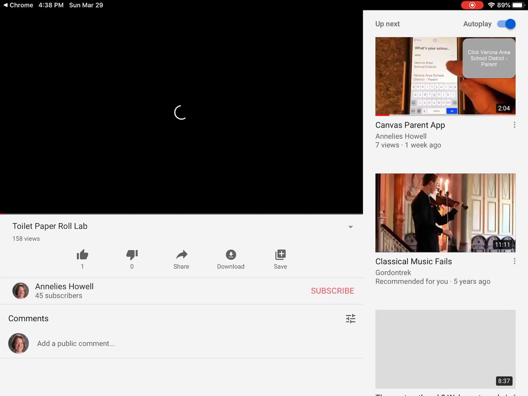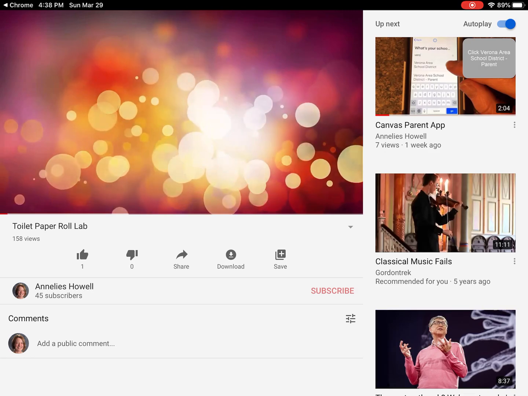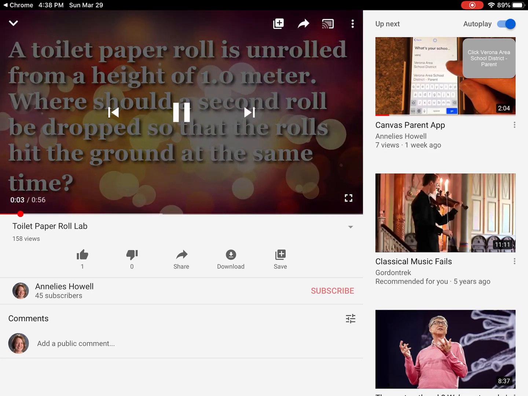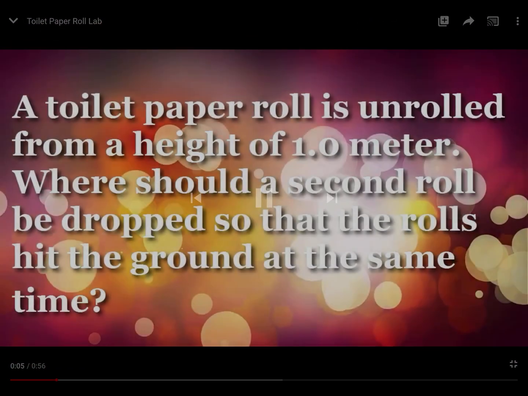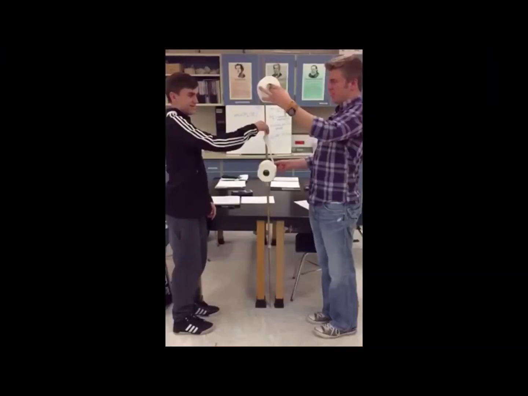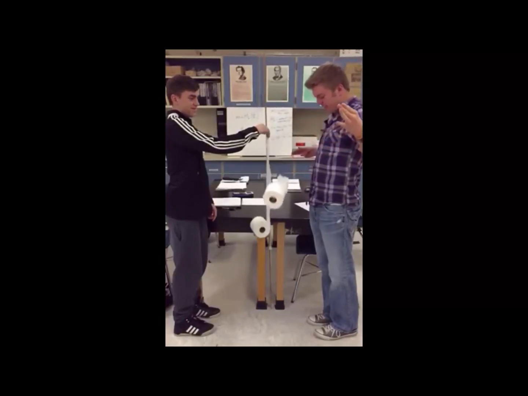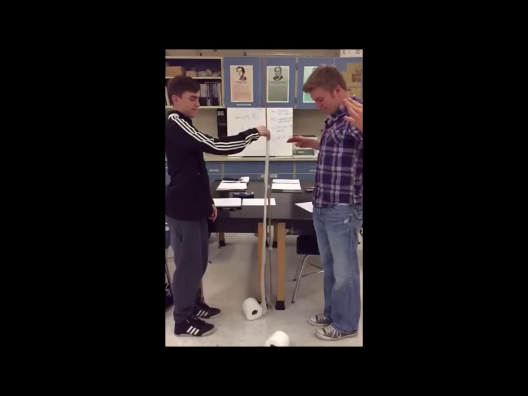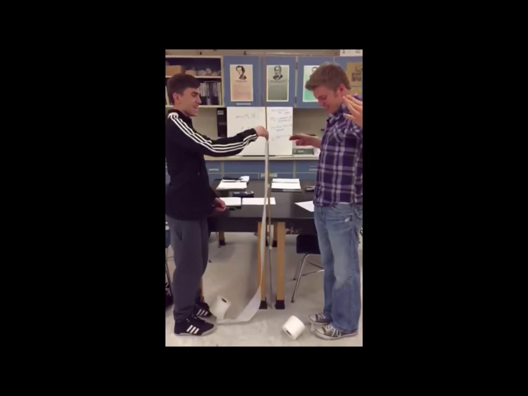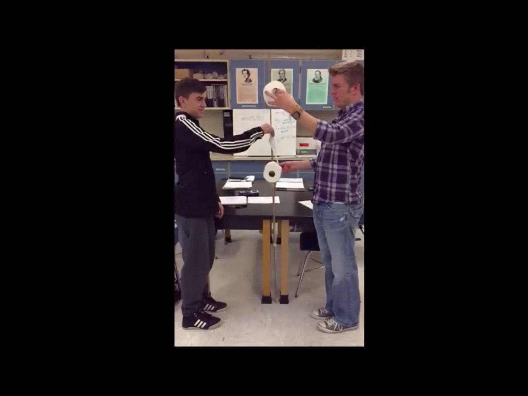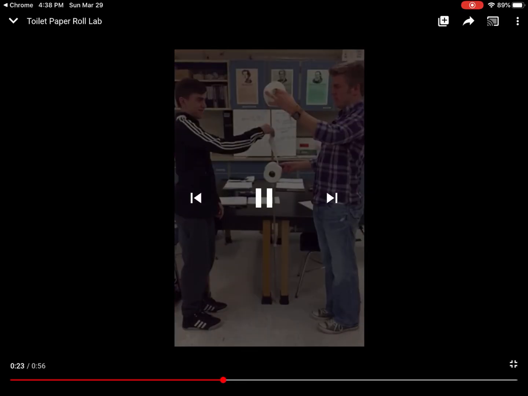In this lab, I have a video of former students doing a similar task. In this task, they're unrolling one from 1 meter, and then they're dropping the second roll. They had to calculate the height of the dropped roll. And you can see those students did a nice job. They really hit the ground at just exactly the same time. That was pretty good.